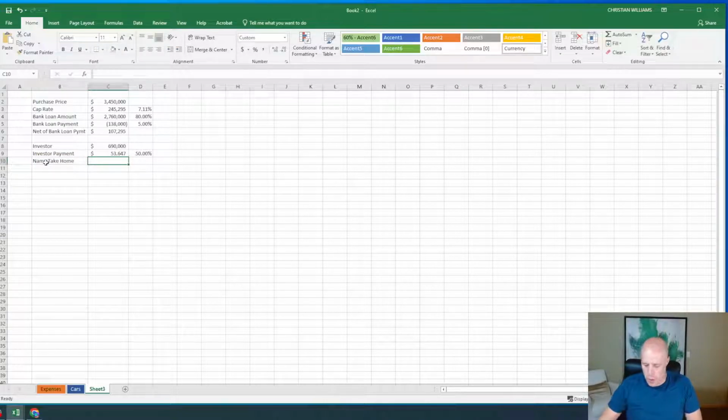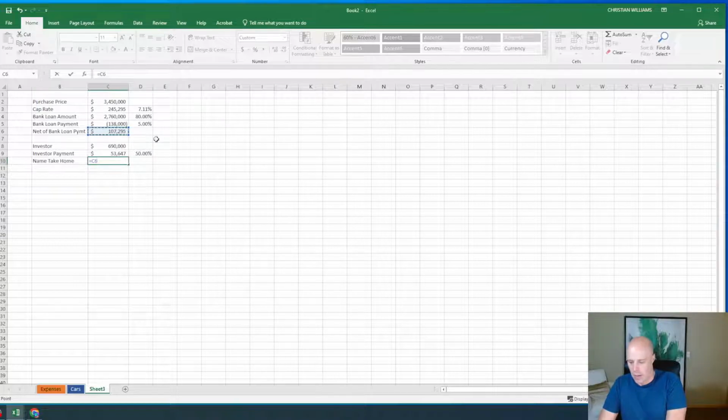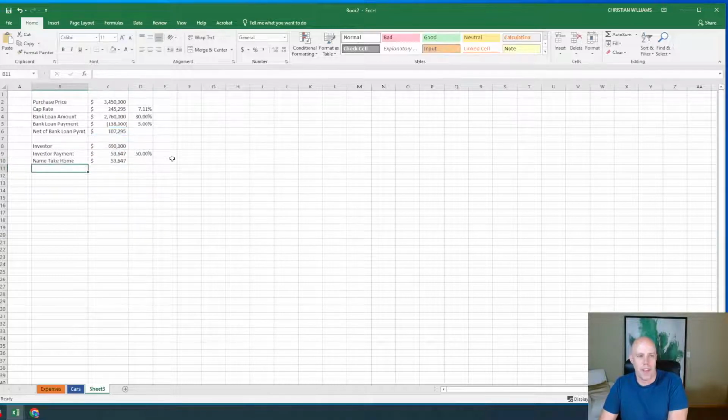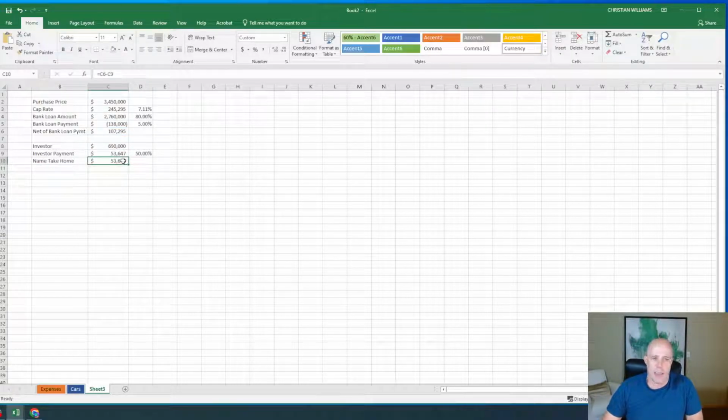So this is how much you would get to take home, and that is simply how much the net is that we had after our bank loan minus our investor payment. So C6 minus C9. Hit enter, and that means that if you did this deal for about 4 hours a week, once you've got the deal done, it's a lot of work getting your deal done, but once it's done, for 4 hours a month roughly, you could be sitting on $53,000 a year.